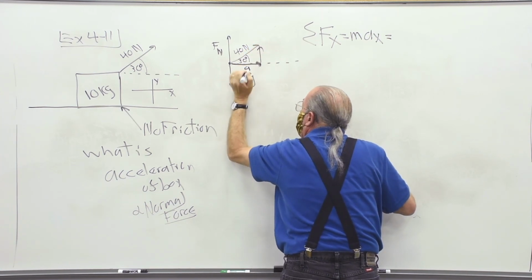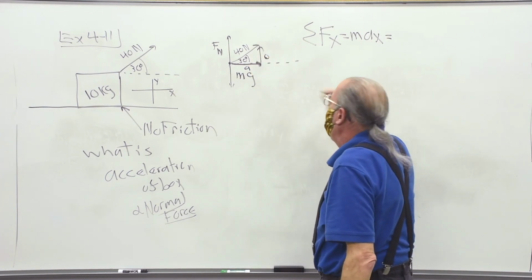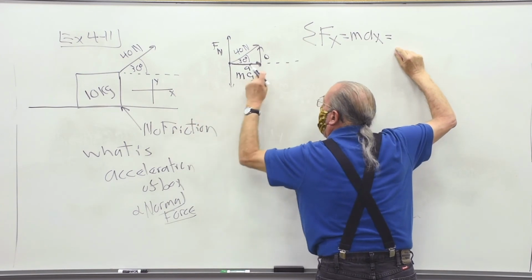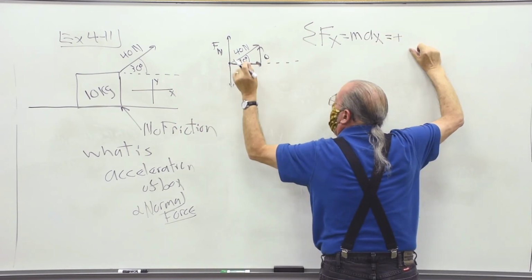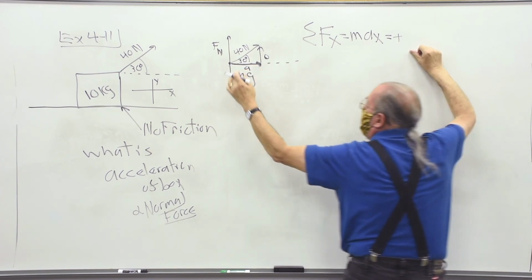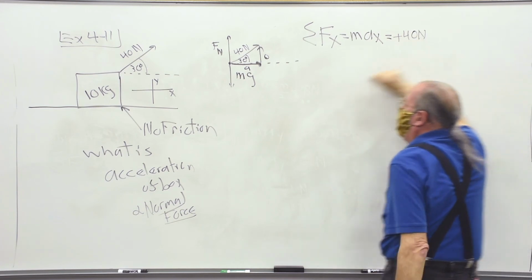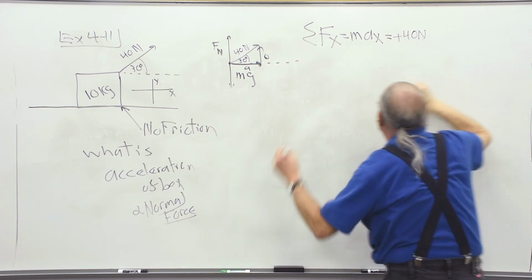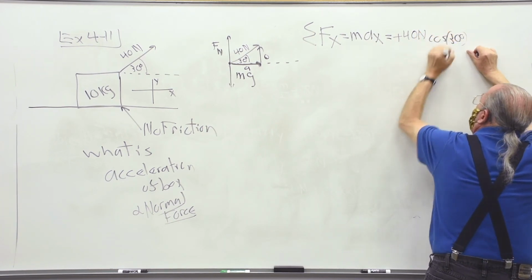This is the adjacent side. This is the opposite side. So this is, by inspection, positive. It is the adjacent side, so it is 40 newtons. And what goes with the adjacent side? Which trig function? Cosine. You need to know that, like cosine of 30 degrees.